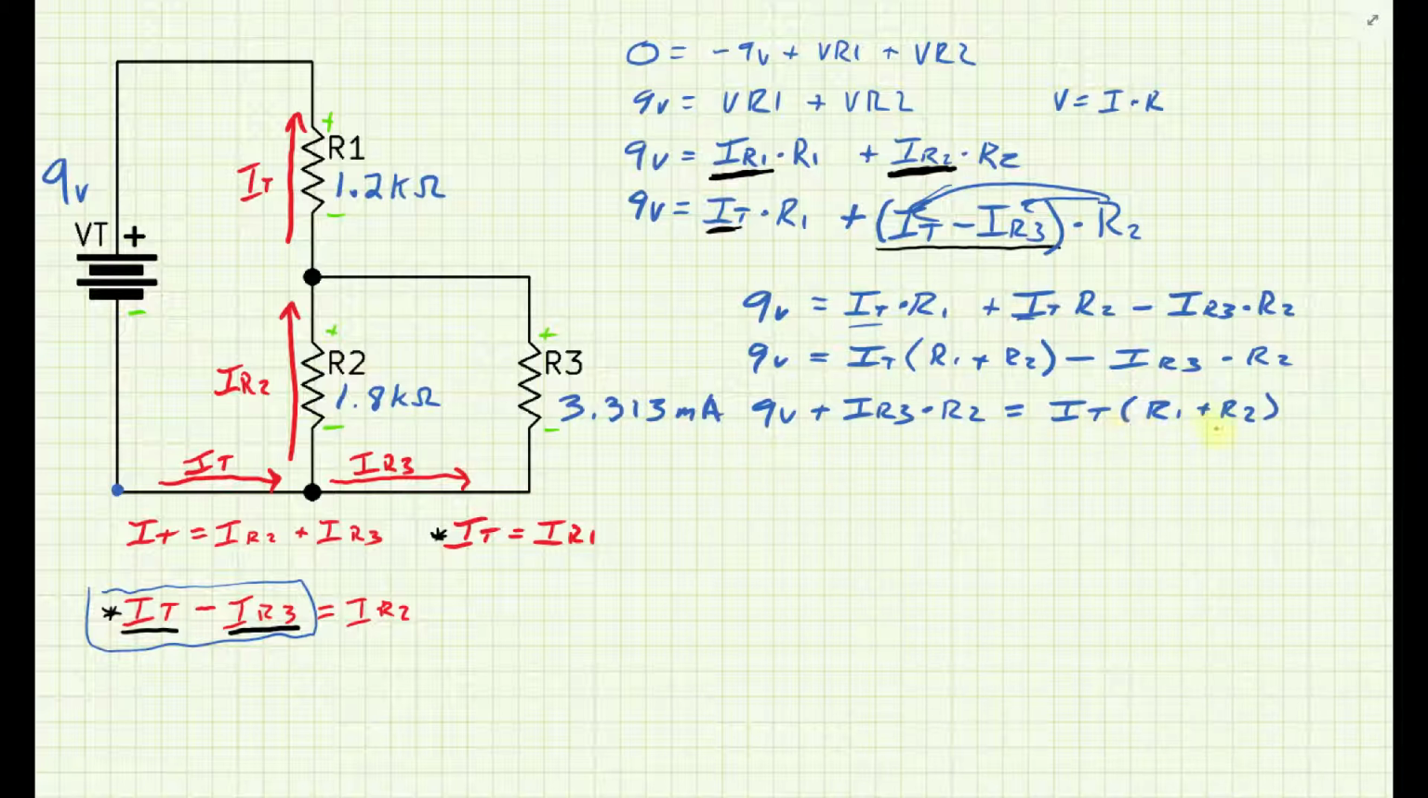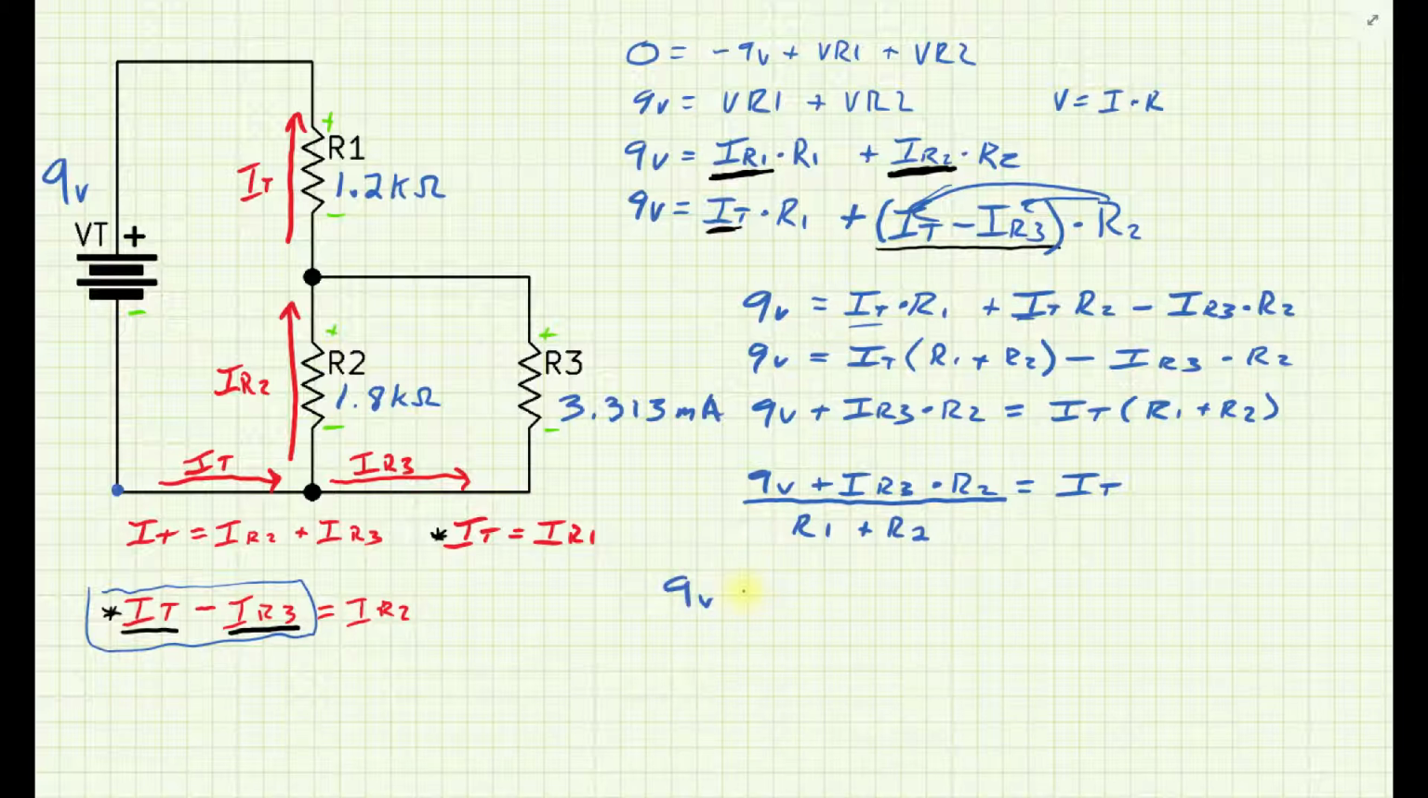Alright, now I can just divide both sides by this R1 plus R2 term, and I've got I total by itself. So 9 volts plus IR3 times R2 equals I total, and I'll do the division now: R1 plus R2. Alright, so I have all these numbers. Let's go ahead and plug in some numbers. I'll give myself a little bit of room here to work.